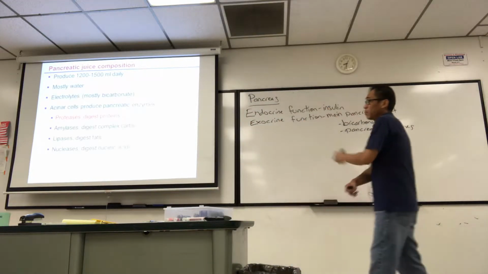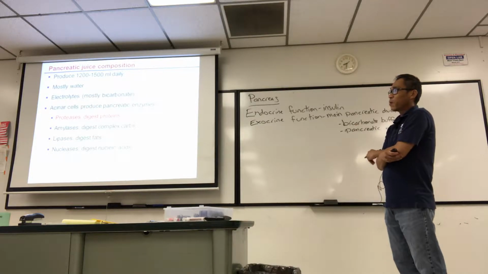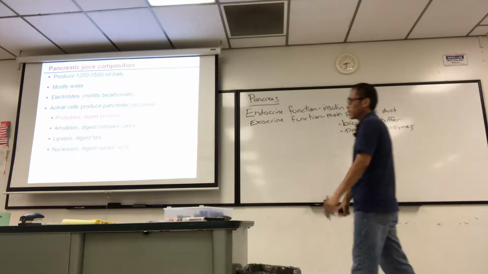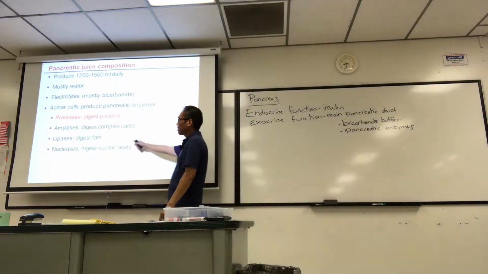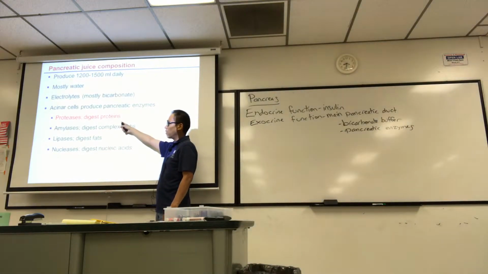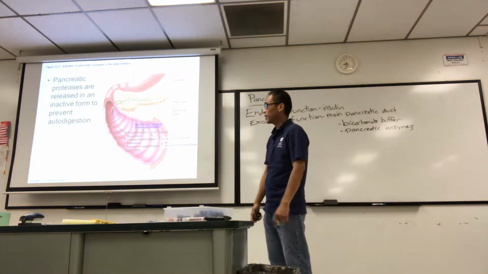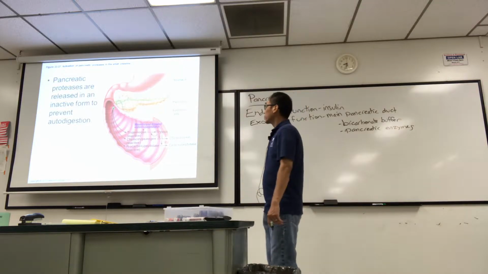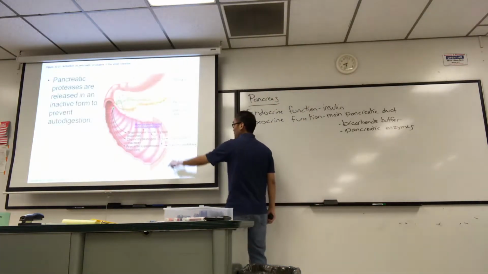Now it's about 1,200 to 1,500 ml daily. It's mostly water, like I said. It's bicarb and enzymes. And I've listed all the enzymes on this slide. However, I'll show you a picture of an example of how enzymes work in the digestive tract. I'll use proteases as an example. So pretend you have digestion that needs happening in the lumen here.